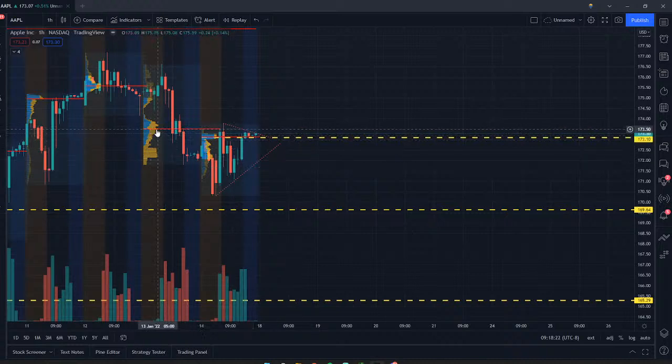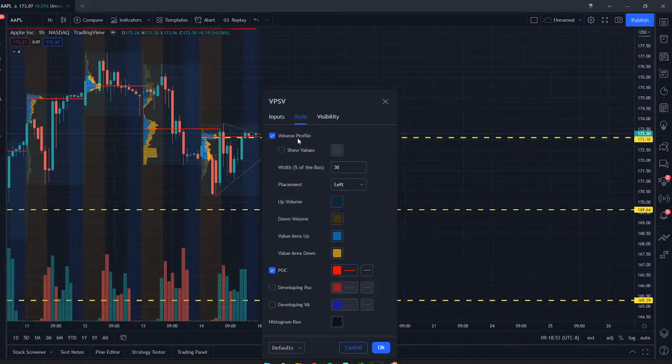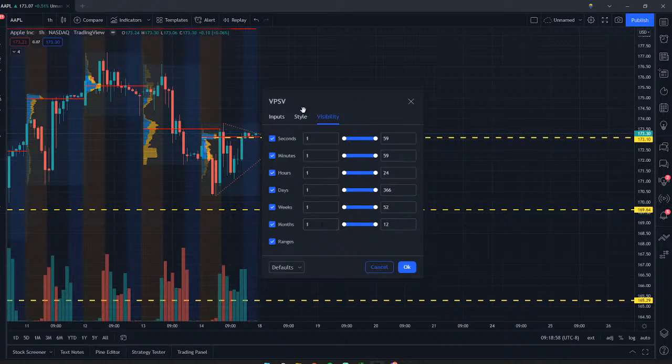Volume profile. I'll just show you guys very quickly. Your volume profile, once you load the session volume profile onto your chart, you're going to want to change your row size to 200, and the value area volume you'll want to change to 68. Some people use 70, and there's nothing wrong with that. It's really like a personal preference. I've always used 68% volume area. There are a lot of traders that use 70%.